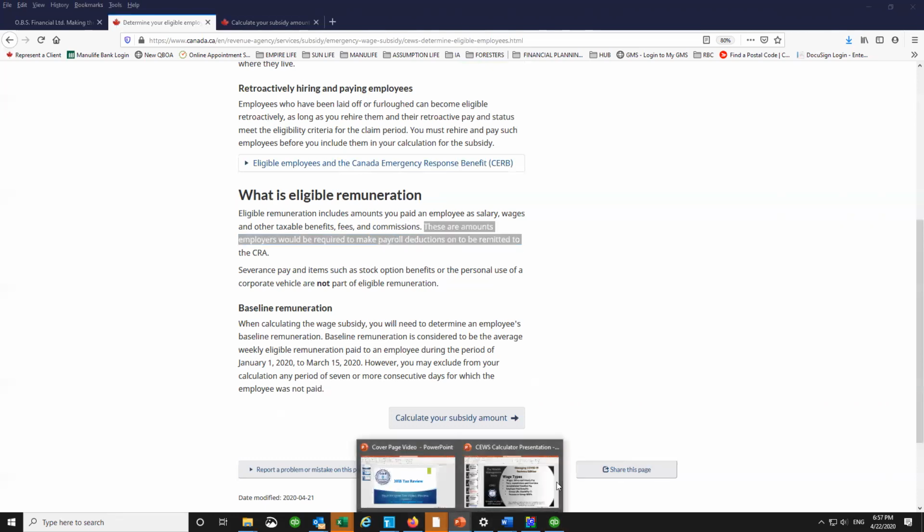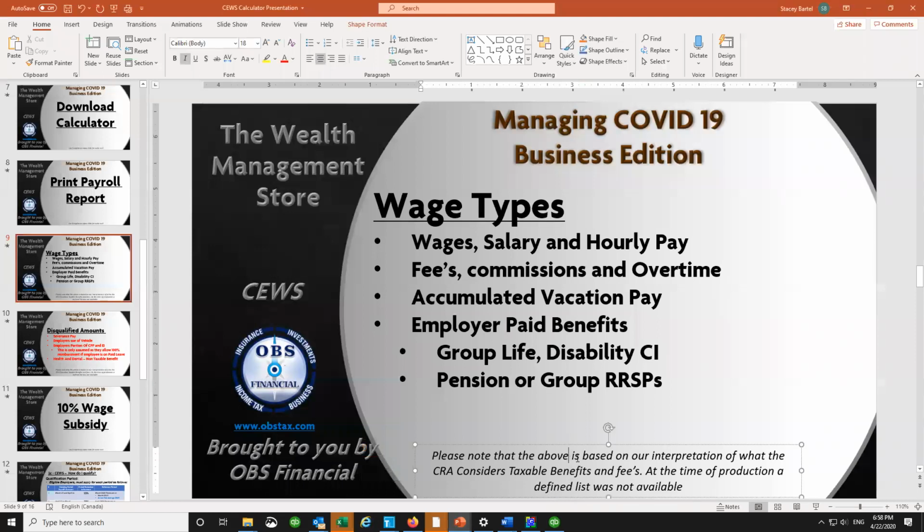So let's go back to my list here. Now I'm going to point this section out down here. Please note that the above is based on our company's interpretation of what the CRA considers taxable benefits, wages, and fees. At the time of production, they have not provided us with a defined list of what counts and what doesn't. So as of today, there is no defined list, only their brief description. Having said that, some of this information could be wrong. However, we are using the best knowledge that we have available to present this to you.